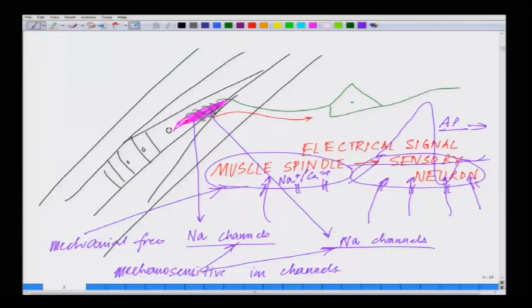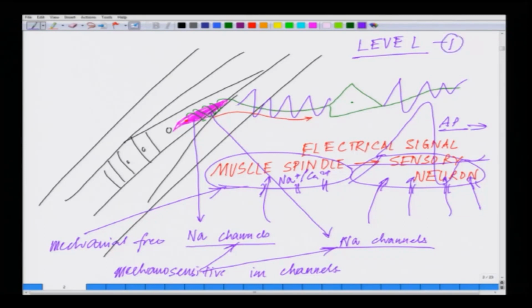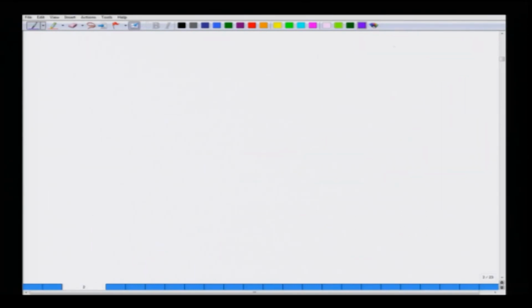Things are under intense study, but we still have a long way to go before we really understand how this first level of information transfer is being executed. So, this is the first level. What is the second level? Here is the train of action potentials which is traveling through. So, let us put it at level 1. What is happening in level 2?